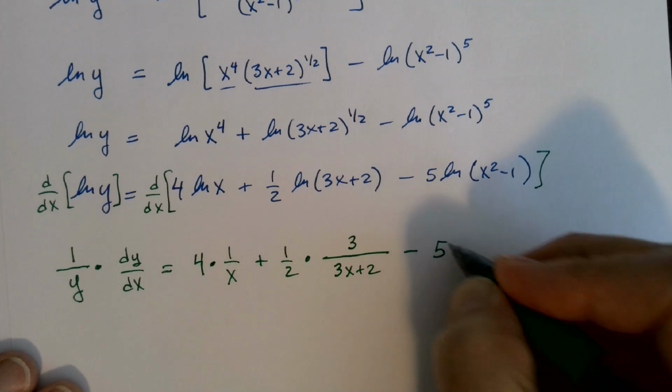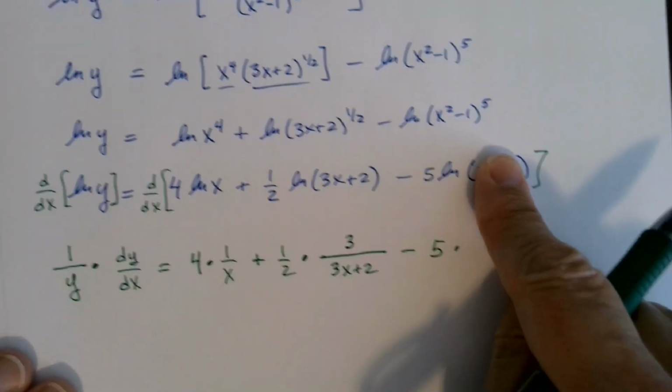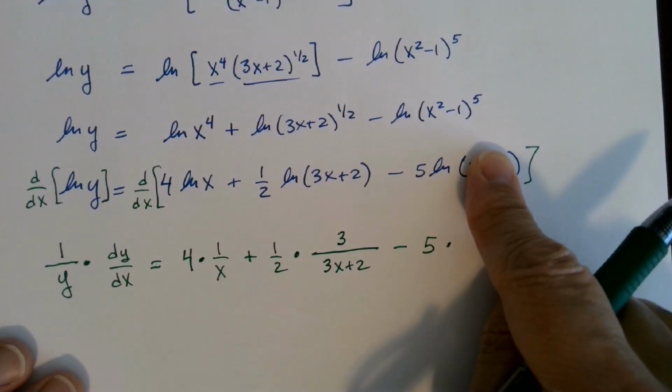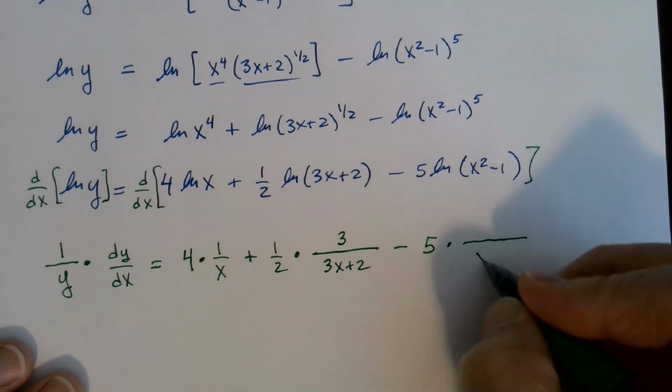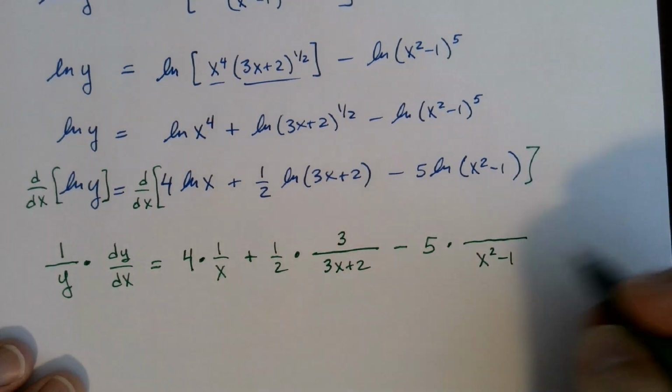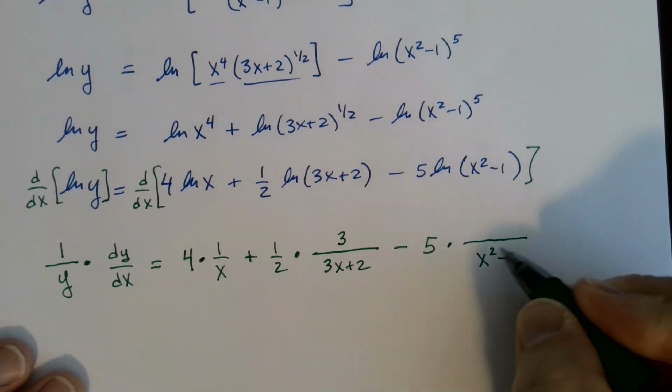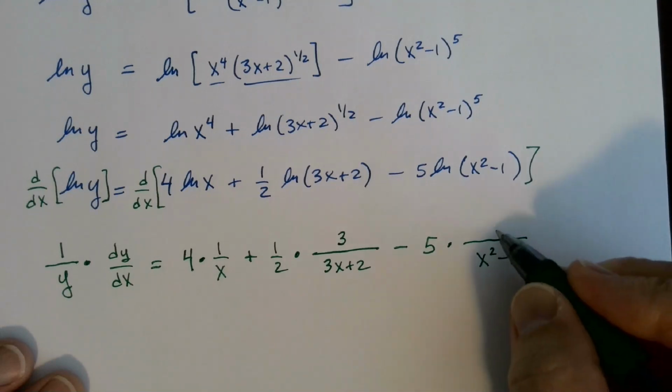5 is a constant multiple. Same thing here. What's the derivative of natural log of u by chain rule? 1 over u. 1 over u is 1 over x squared minus 1, times the derivative of the inner function u. What's the derivative of x squared minus 1? 2x.